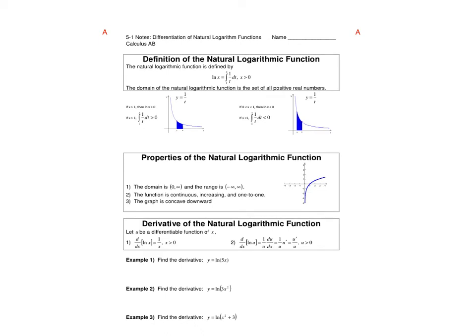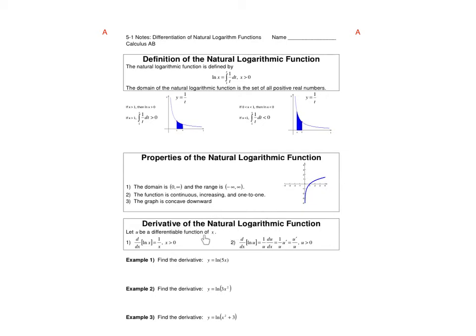All right, we're starting off 5.1. It goes back to the definition of the natural log. Again, we had that last unit where it's defined as the area under the curve of 1 over t dt from 1 to x. Just going back to some of those properties again, same graphic as before.